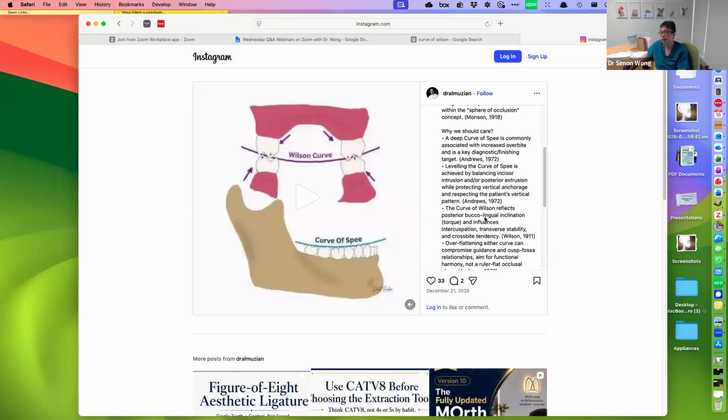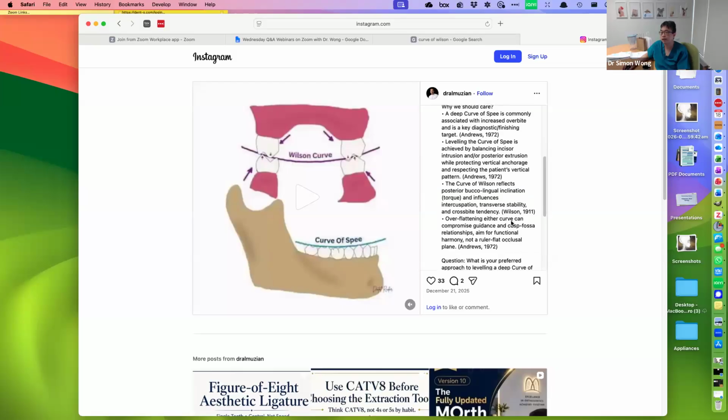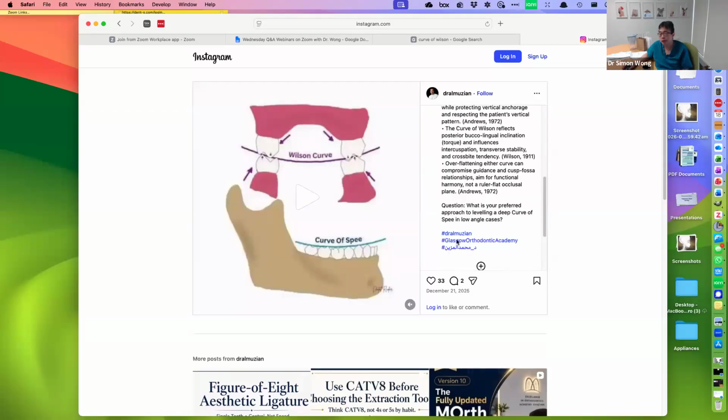Curve of Wilson reflects posterior buccolingual inclination torque and influences intercuspation, transverse stability, and crossbite tendency. Over-flattening either curve can compromise guidance and cusp-fossa relationship, aiming for functional harmony, not a rule of flat plane. So you'd have to flatten it to a degree to facilitate sliding mechanics, but you don't want to flatten it completely so that you can get a socked-in bite relationship.